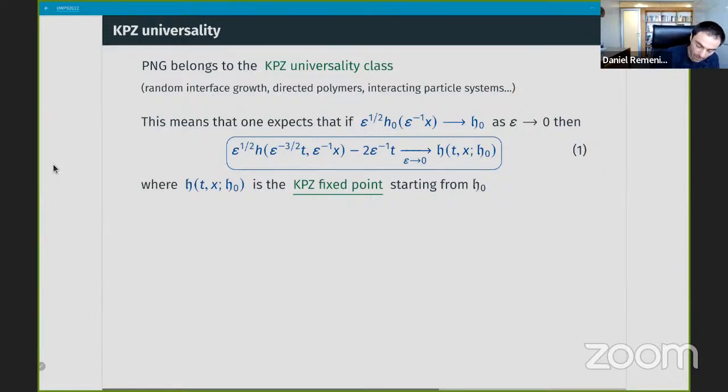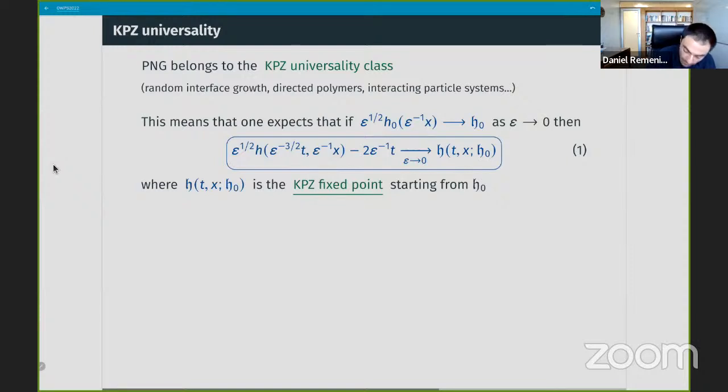It means that if I know that my initial condition, the one that I'm putting there, converges in some sense, so think about this as my initial profile. I rescale it, and the scaling here is diffusive, and I take epsilon to zero. If that converges to a limiting profile, then if I rescale the evolution with this a little bit strange scaling, known as the 1-2-3 KPZ scaling, so I have to rescale diffusively in space, epsilon to the half, and then time has to be sped up like the cube of the scale. So there's 1-2-3. And I also have to subtract the first order growth of my interface, and if I do that, then that should converge to something called the KPZ fixed point.